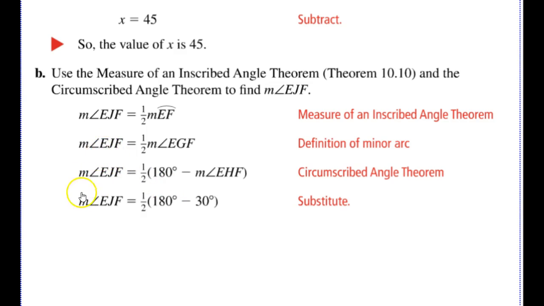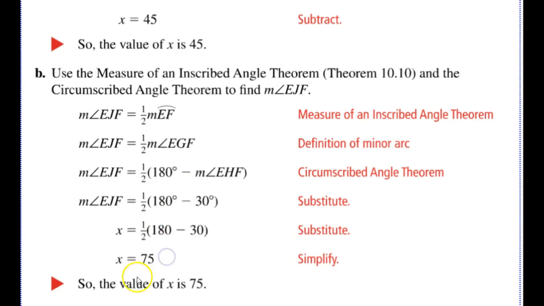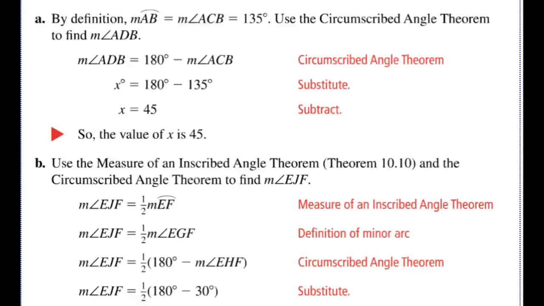So the angle, and here's the only difference, I was looking at my angle, EJF, is 1/2 of the measure of the arc. But I also know that arcs and central angles have the same measurement, so I can just substitute here. Now I'm going to be looking at 180 minus that, so I substitute what I know and I can simplify. So x is 75.